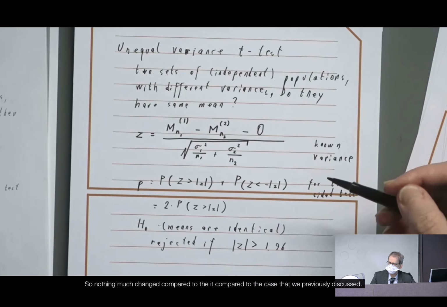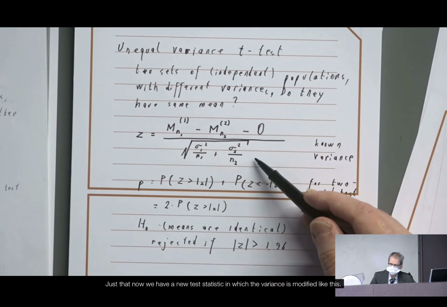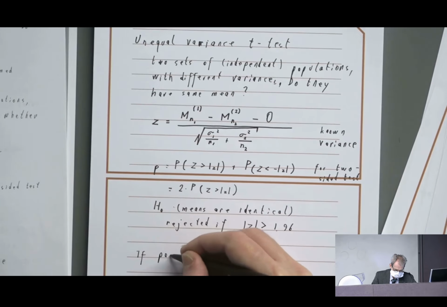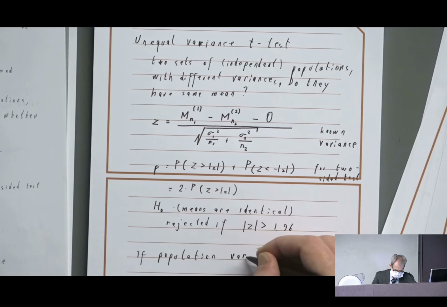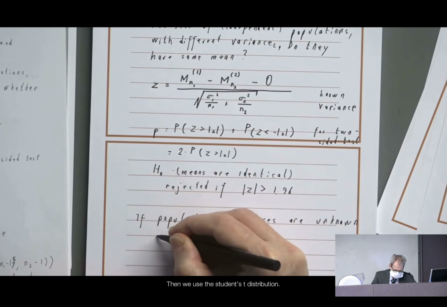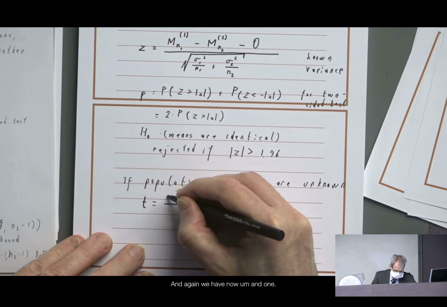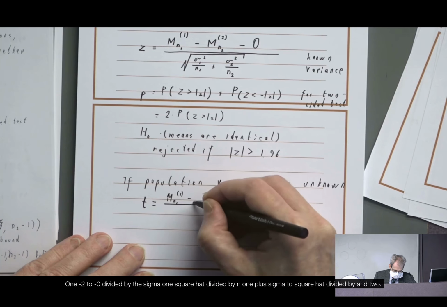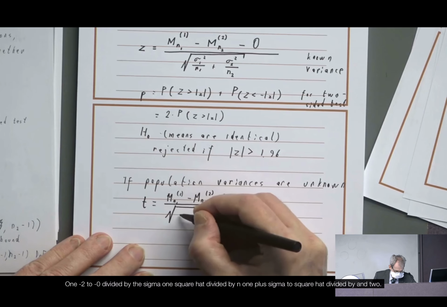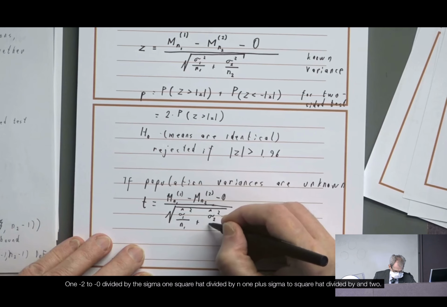So nothing much changed compared to the case that we previously discussed, just that now we have a new test statistic in which the variance is modified like this. And if the population variances are not available, then we use the student's t-distribution, and again we have now the mean of experiment 1 minus the mean of experiment 2 minus 0, divided by the square root of sigma 1 squared hat divided by n1 plus sigma 2 squared hat divided by n2.